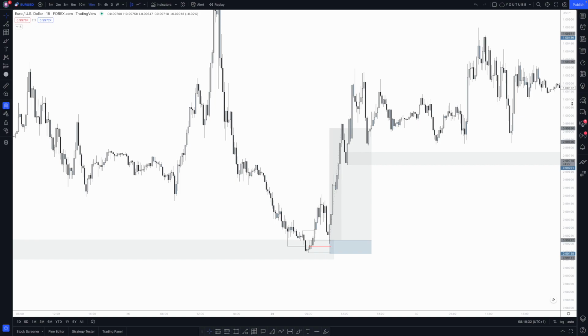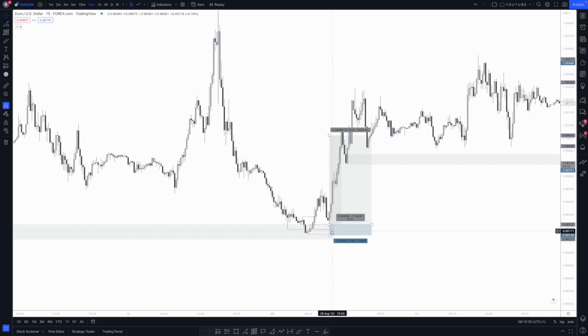But like I said, just keep it consistent with where you're entering. You don't want to be entering at the open on some trades, at the 50% on the other trades. Just keep it consistent and choose one entry.